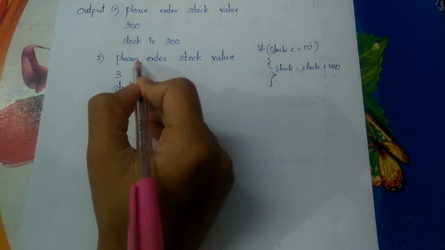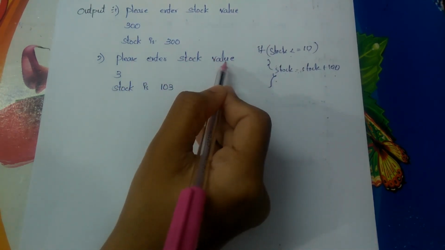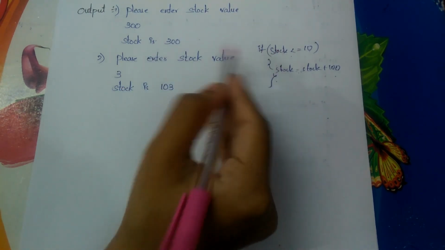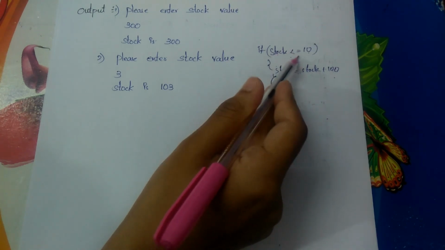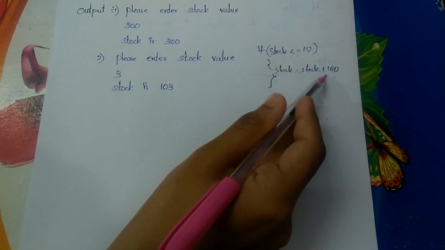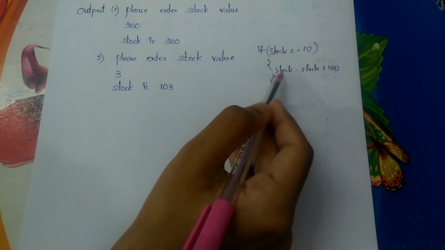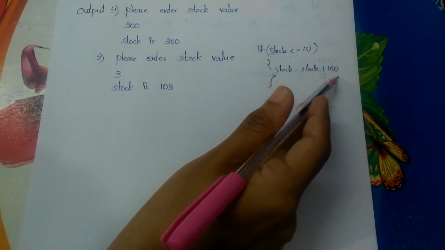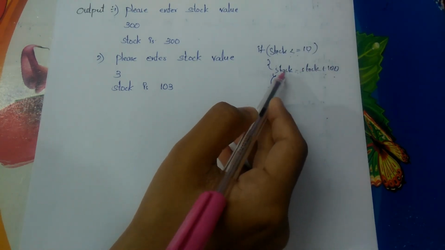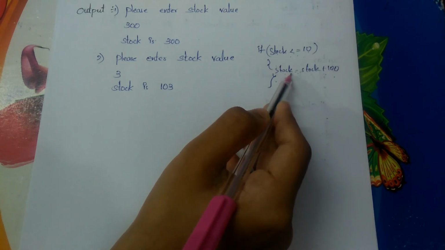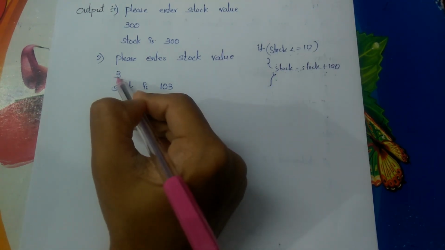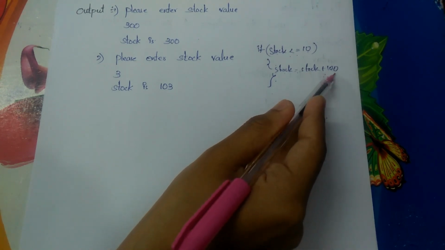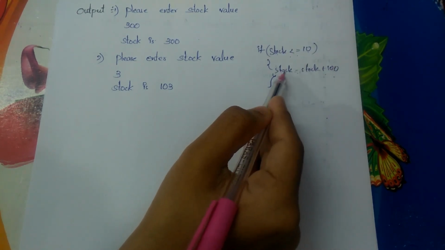Now the second output, "please enter stock value". Then I am entering the value 3. Now this 3 is less than or equal to 10, it is less than the value 10. So that's why this statement will be executed. This statement says stock = stock + 100, so the stock variable will store stock plus 100. Stock is 3, so 3 plus 100 is 103. That 103 will be stored in stock.